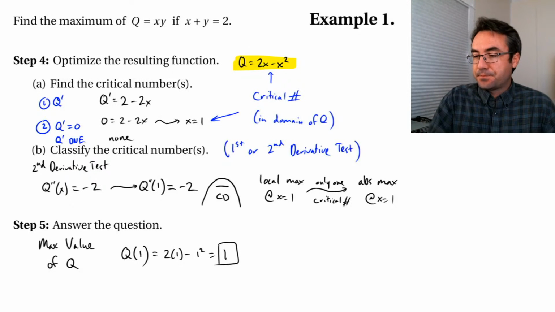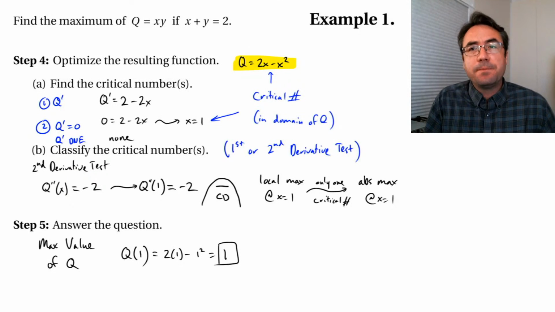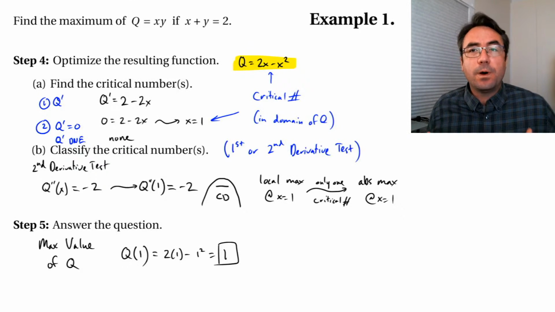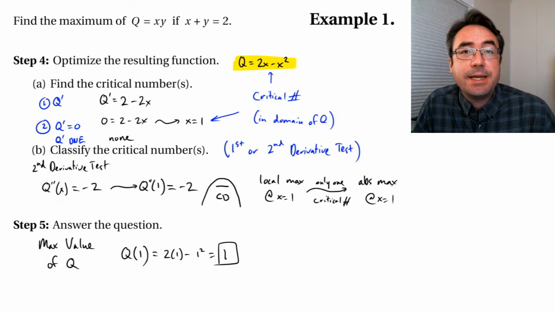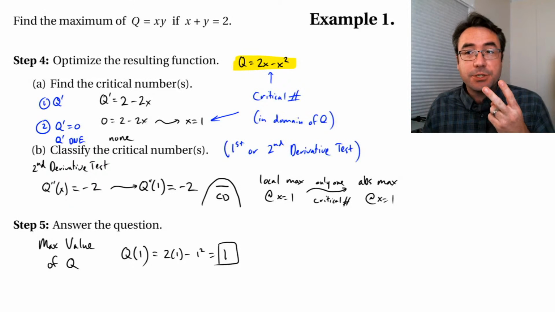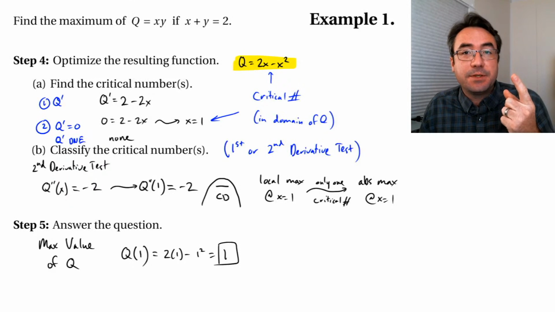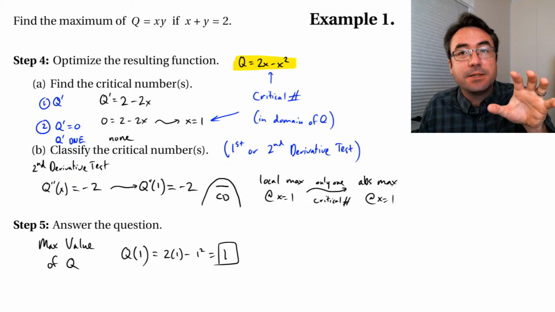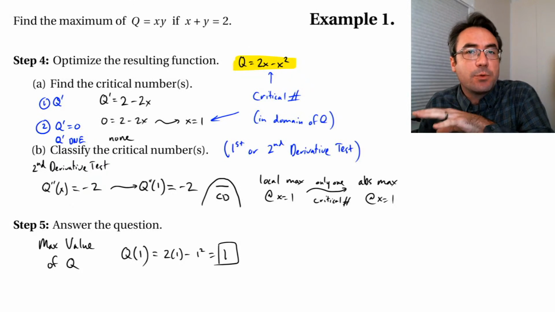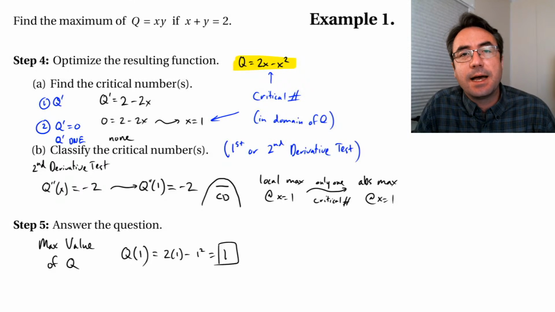All right. So that example is really just to illustrate what we're going to be doing with constrained optimization problems. These are problems where we usually have two equations. One of them is our objective, what we're trying to maximize or minimize, and then the other puts some restriction, some constraint, on what x and y can be.